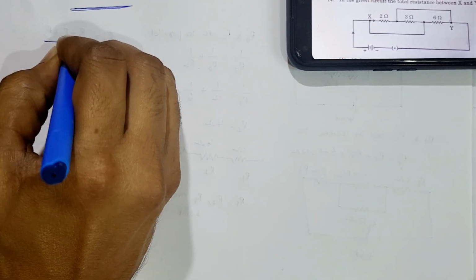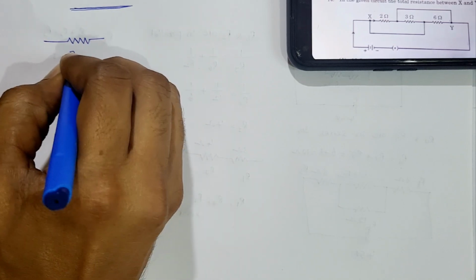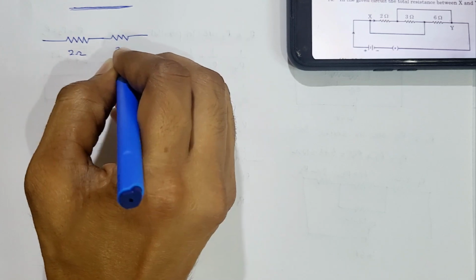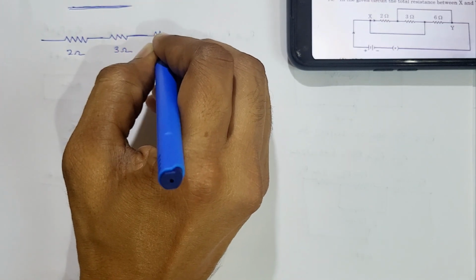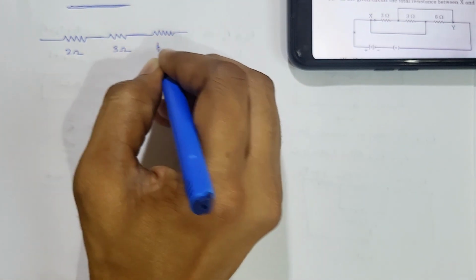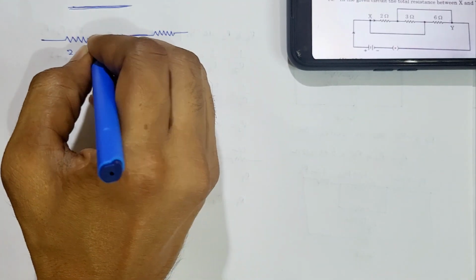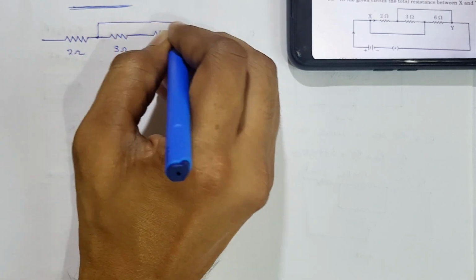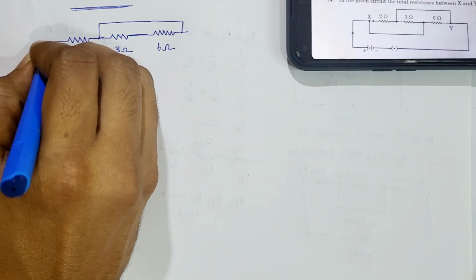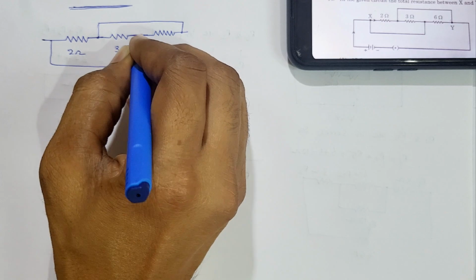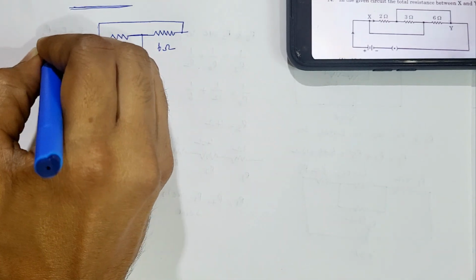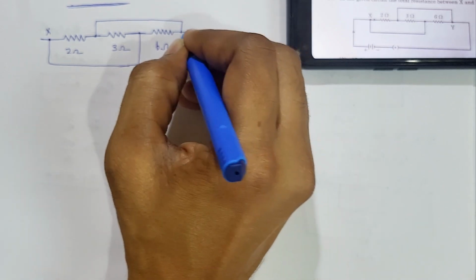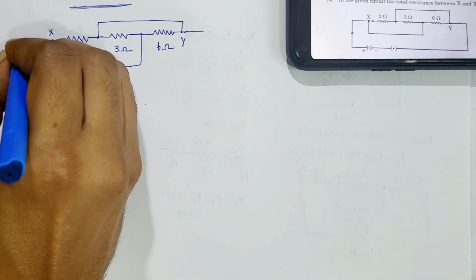See, first this is 2 ohm, this is 3 ohm, this is 6 ohm, and they connected from here to here like this, and from here to here like this. This terminal they named as X and this terminal they named as Y. We have to find out the equivalent resistance of the circuit like this.